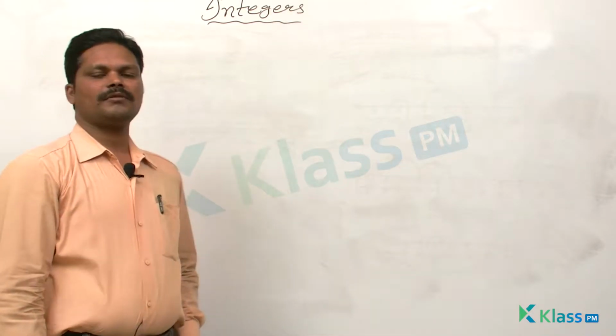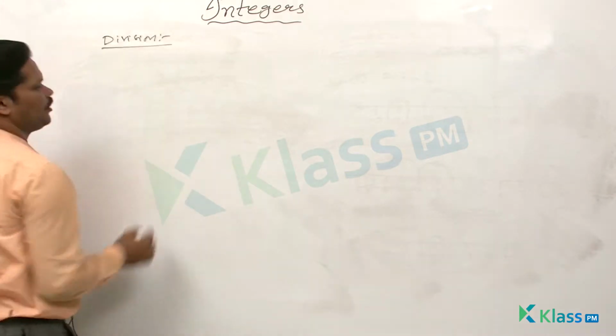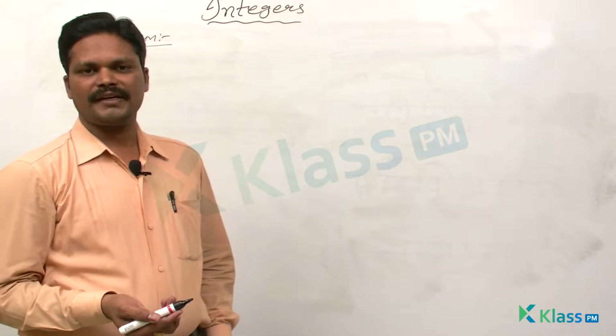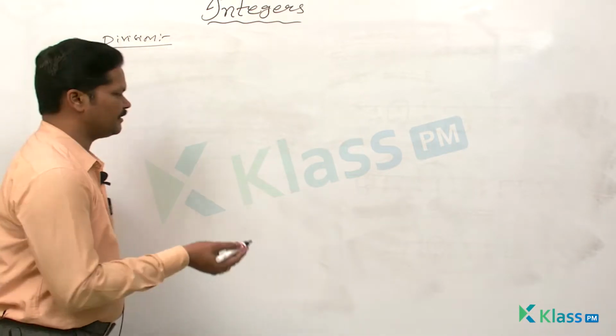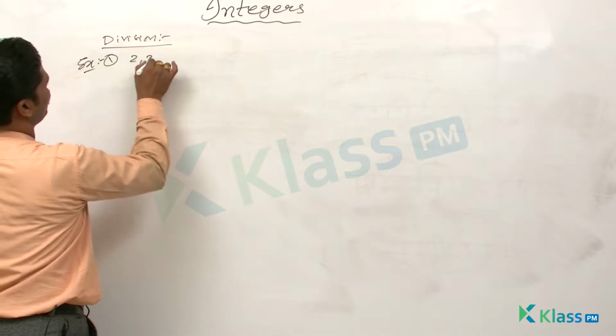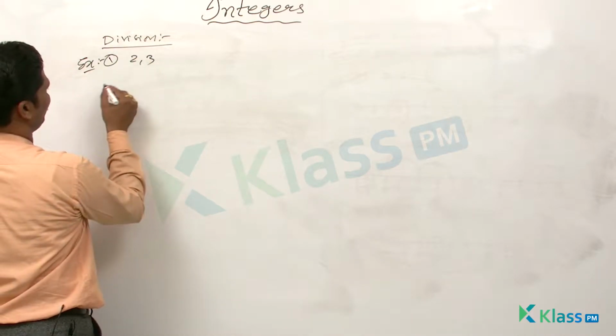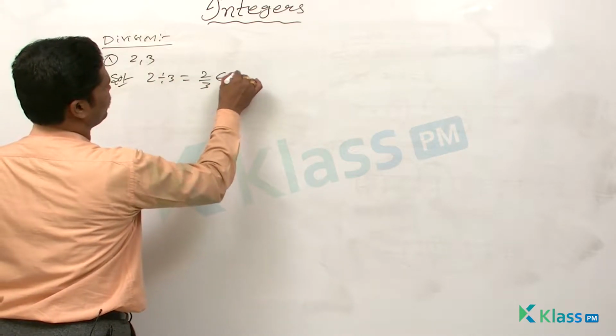And the last basic operation we have on integers is division. How should we divide? Same as before, we are taking positive integers, negative integers, and positive and negative integers. How should we divide? See, I am giving examples with positive numbers. How am I dividing? See, 2 divided by 3, 2 by 3. This is not an integer.